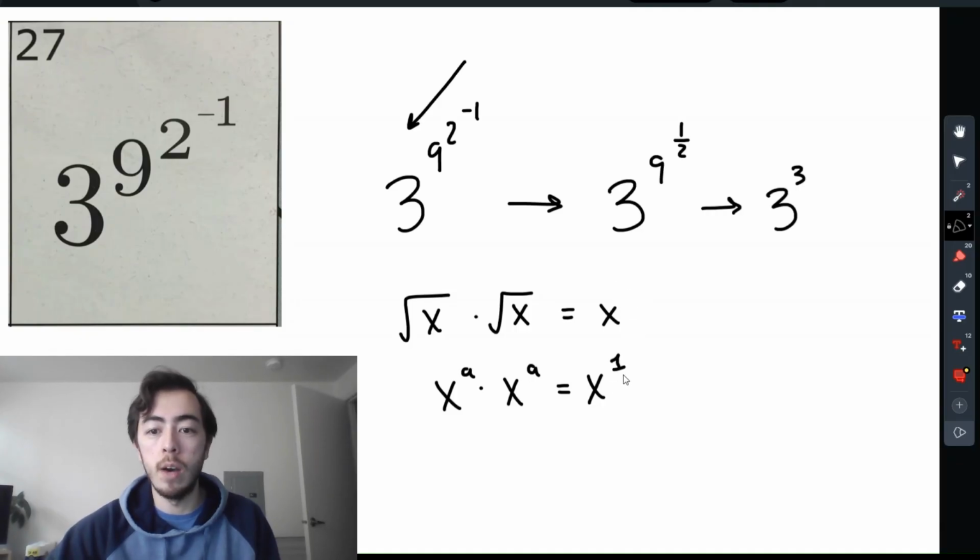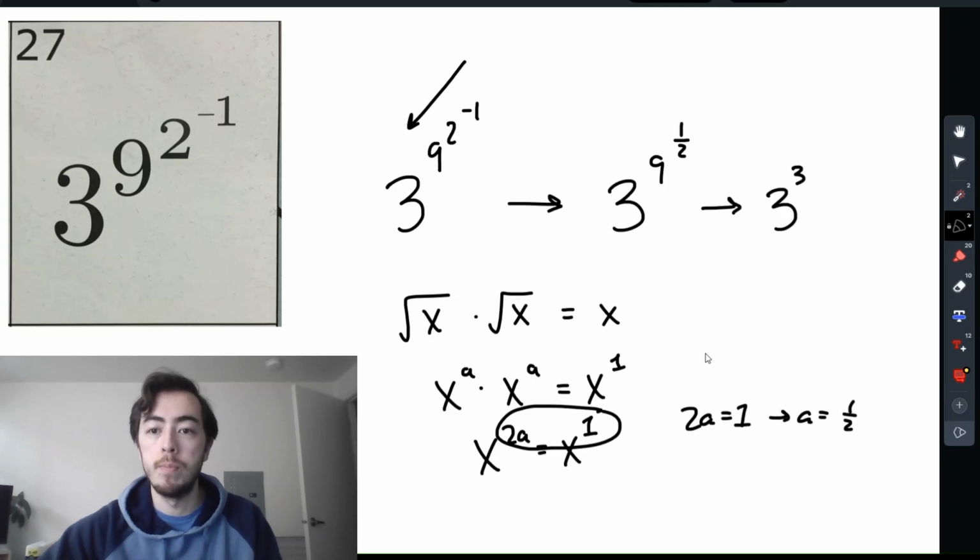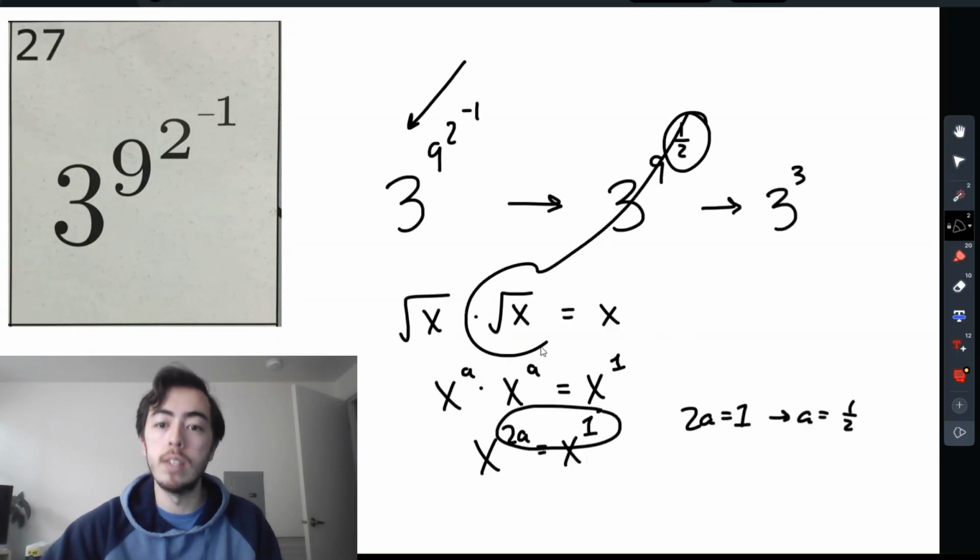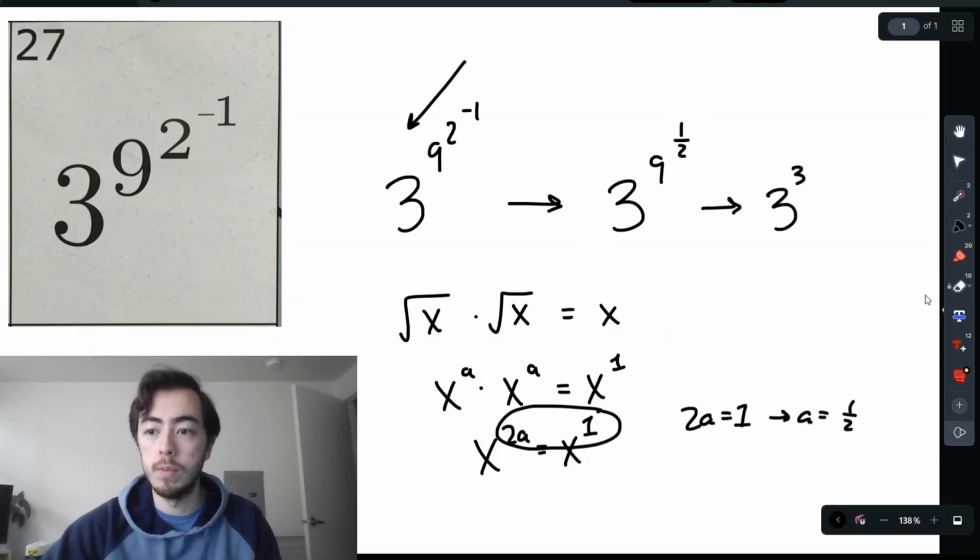And using our product rule of exponents, we can add exponents here when we have the same base. So this is the same thing as saying x to the power of 2a equals x to the power of 1. And here we can see that if 2a equals 1, a must be equal to 1/2. And so that's my explanation as to why the power of 1/2 is the same thing as a square root.